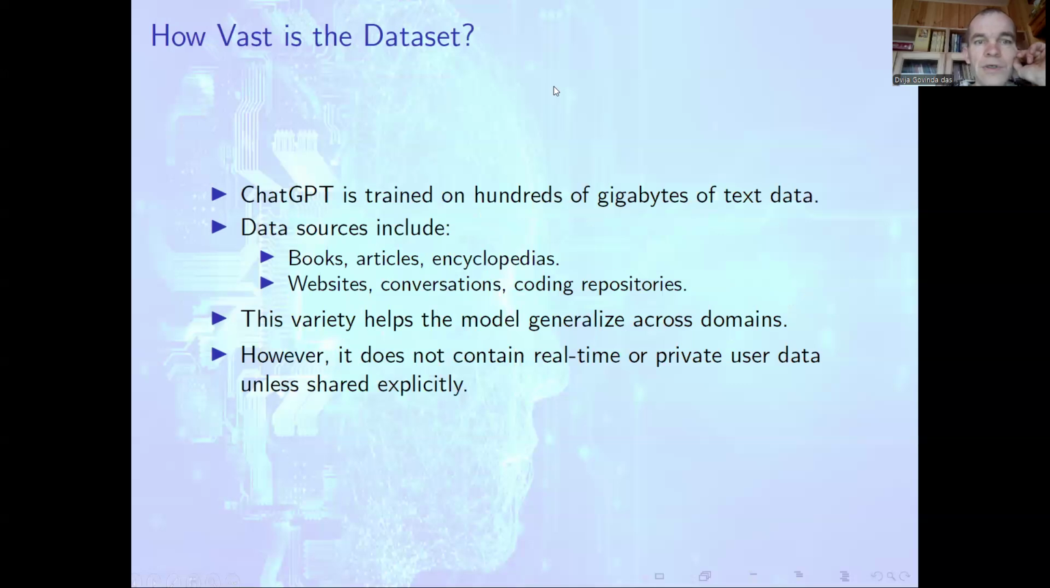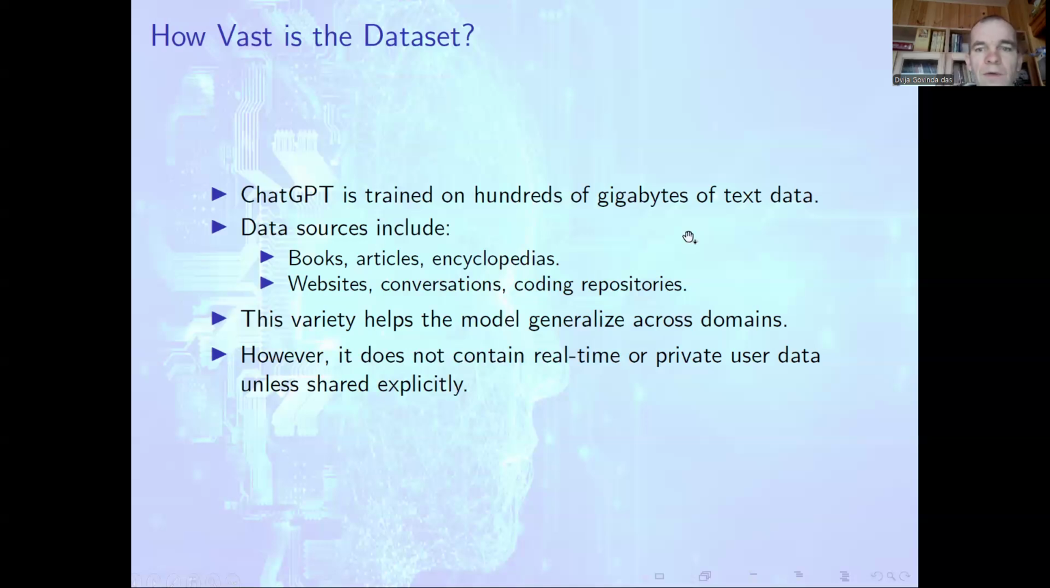So, ChatGPT, how is it trained? It is trained on hundreds of gigabytes of text data. The sources of this data include books, articles, encyclopedias, websites, conversations, coding repositories, which is essential for programming. And this variety helps the model generalize across different domains. However, it doesn't contain real-time or private user data unless shared explicitly.